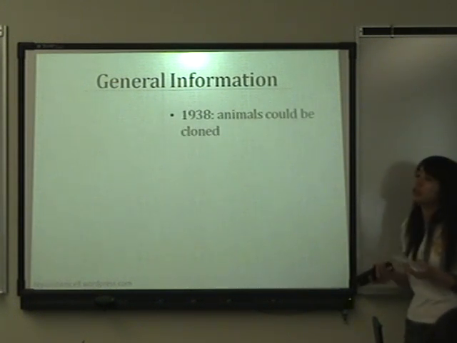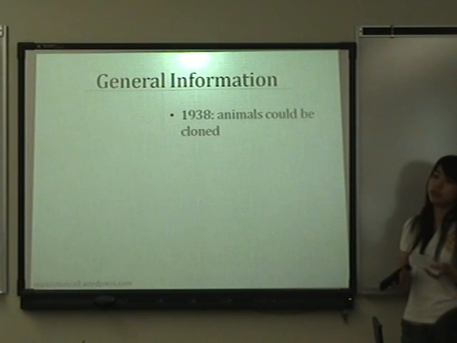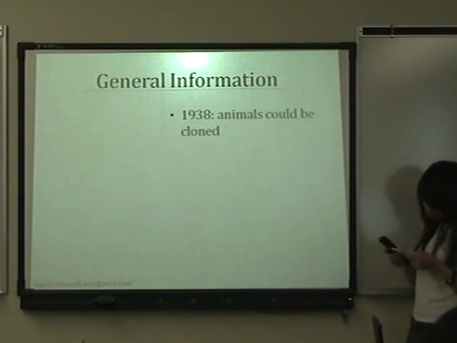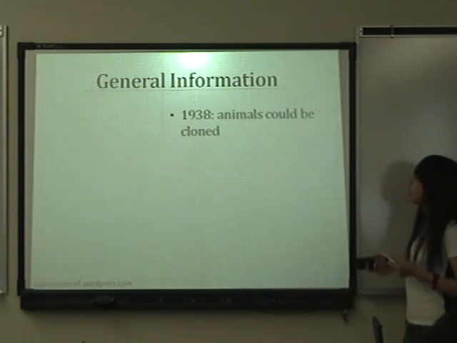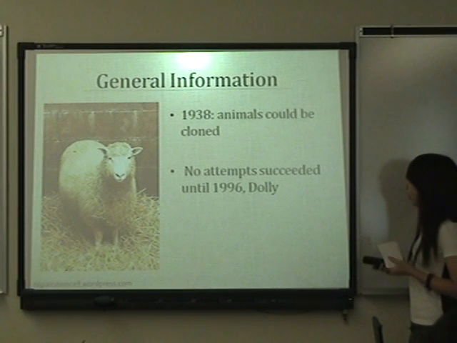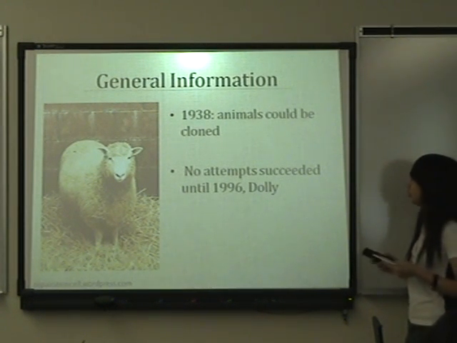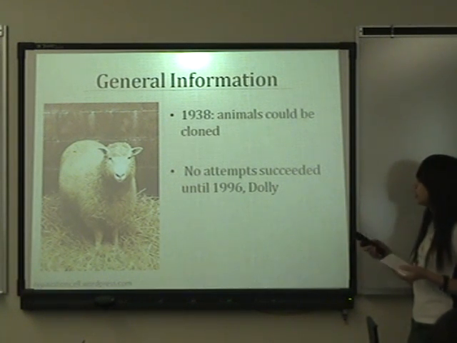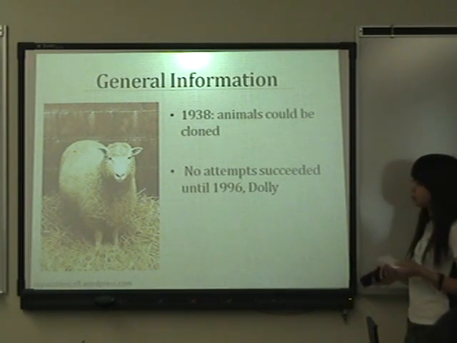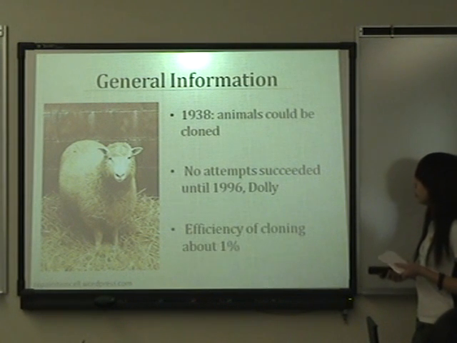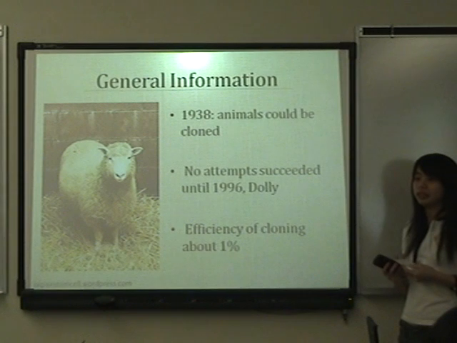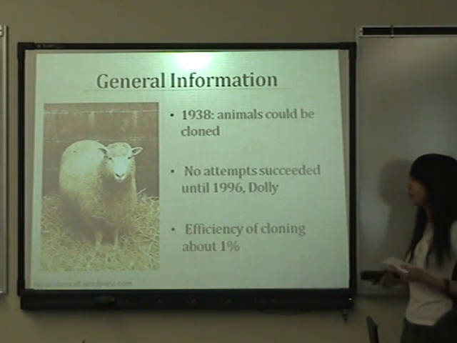Well, first of all, the idea that animals could be cloned was theorized by a German scientist in 1938. And after that, many people tried to clone animals, but all of them failed until 1996, when Dolly the sheep was born. So the efficiency of cloning is basically about 1% or even less.